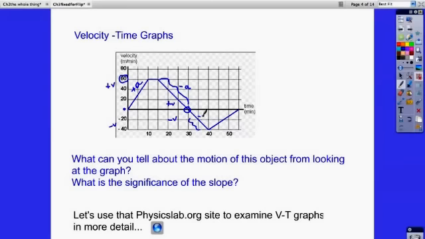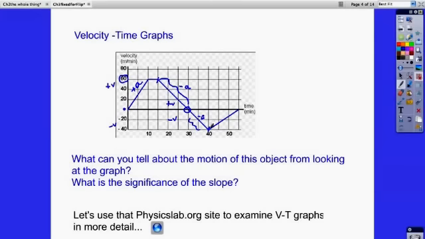Now, this is still a negative acceleration. Notice the slope doesn't change. So the acceleration is the same from here all the way to here. But we said it was slowing down and then speeding up. But it's a negative acceleration. Positive velocity, negative acceleration, slow down. Negative velocity, negative acceleration, speed up. So speeding up but going in the other direction.